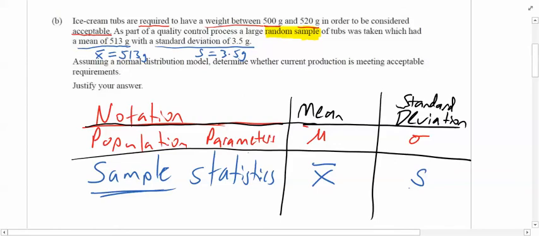Why is that important? Well, it's important because with a sample, we only have some information. We don't have all the information about the population. And we need to remember that. So there's always going to be that element of uncertainty, isn't there, when you're only dealing with a sample. So giving a different symbol communicates that uncertainty to the reader.